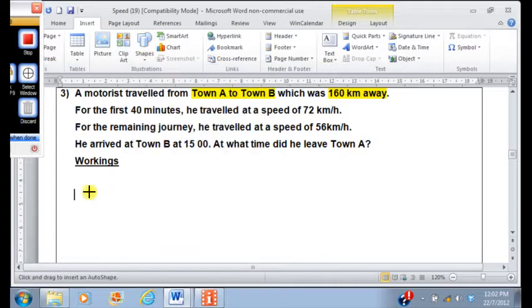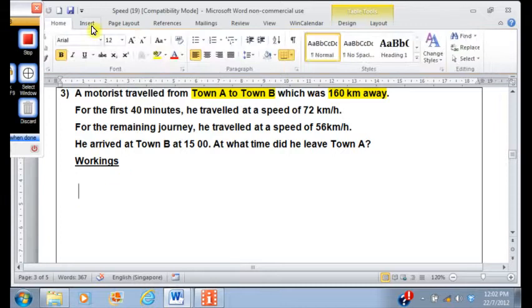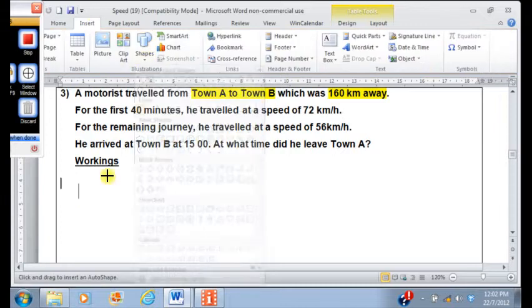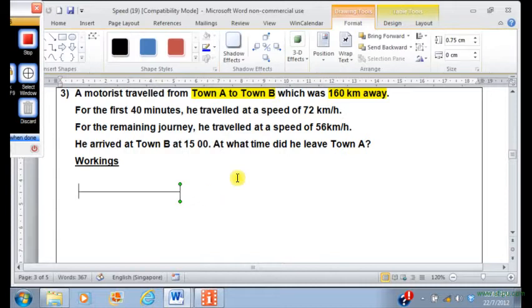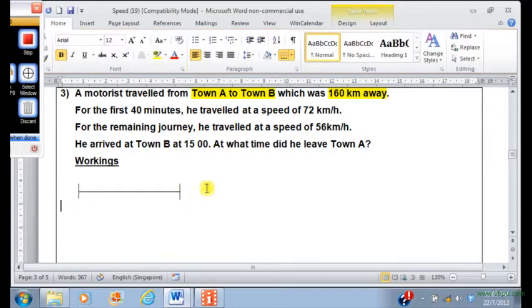Alright, so I'm going to draw a simple diagram that shows us the starting and the ending point of town A and town B. So I just put down here A, and this will be B, and we know that D, which is the distance, is equals to 160 kilometers. Let me reduce the font size.